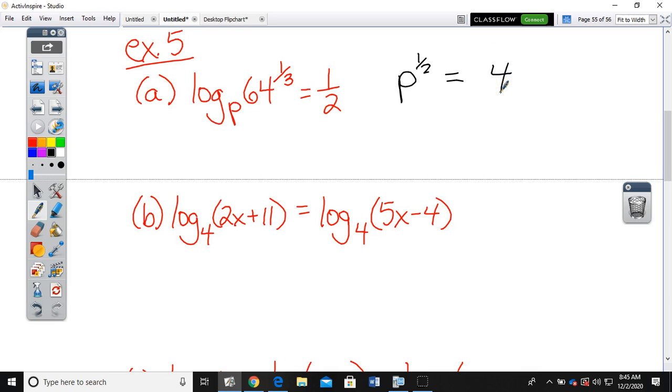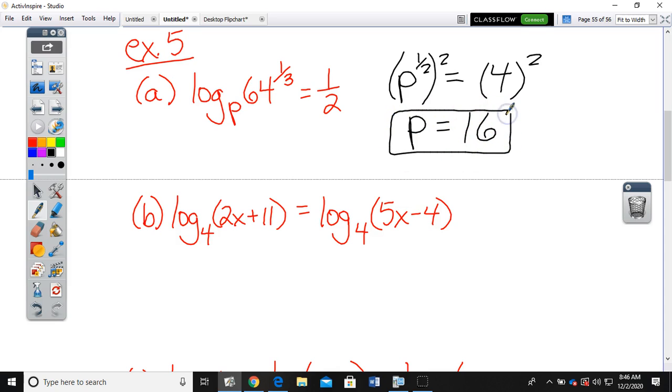And what do we do from there? How do we get rid of the 1/2 power? Reciprocal. What's the reciprocal of 1/2? 2. So we're going to take them to the second power. And P equals 16. That's a lot easier than I thought. Logs are just kind of scary looking. They're really not. They're really just a big teddy bear when you get to know them.